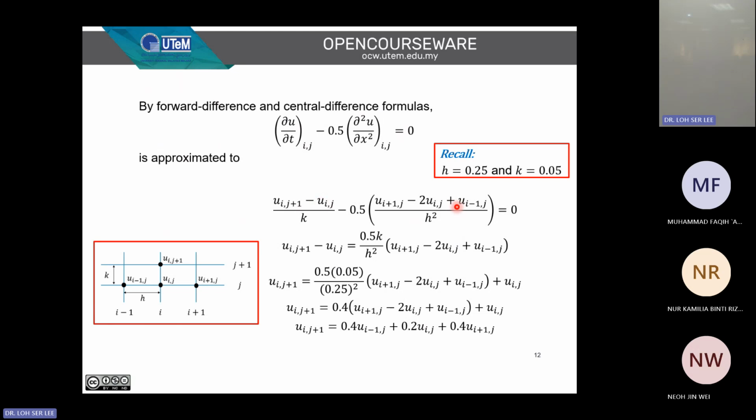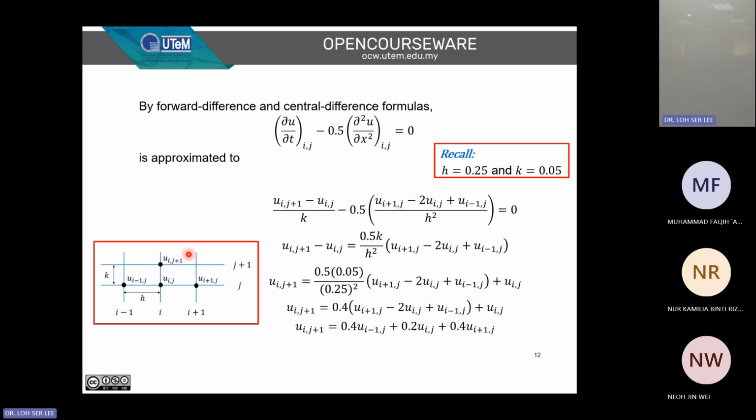If you sketch all 4 different U's into the grid, this is how it looks. We sketch like this. This is j, this is i. If this is i, that means the next column will be i+1, and the previous column, this one, will be i-1. j+1 will be one row above. So we sketch one by one for these 4 different U.